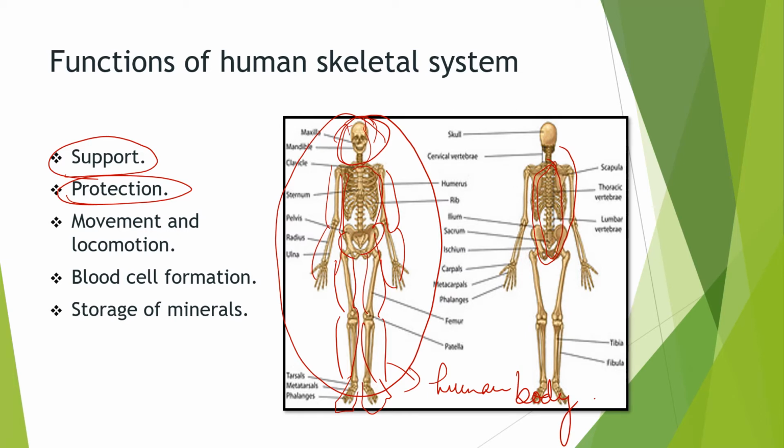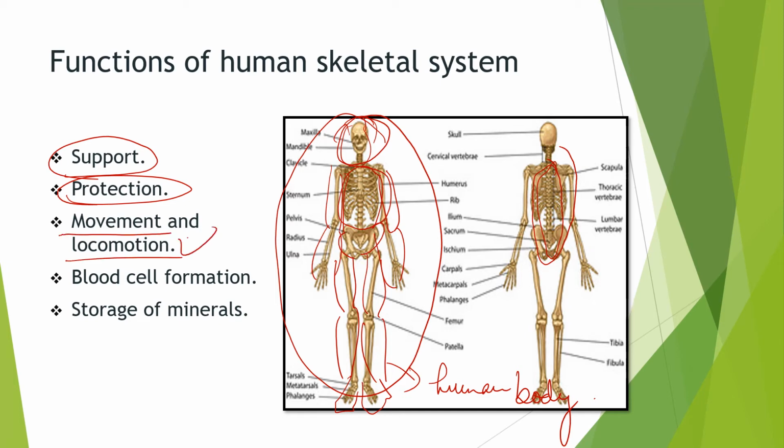And inside the rib cage, in the thoracic region, there are the heart and lungs. So in the thoracic region, it is protecting the heart and lungs. The skull is protecting the brain as well as the eyes and the ears, and the spinal cord in the vertebral column is also protected by this skeletal system. So first of all, support is there. Second is protection. Now how is it helping in movement and locomotion?